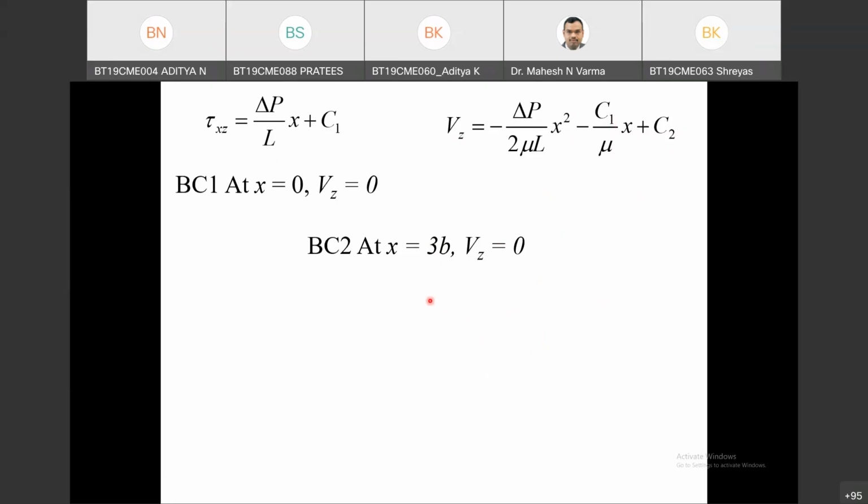So, getting the value of C1. This is 3b C1 something. So you can arrange C1 and substitute here. And velocity is 0. You see. So what is the C1 value? Minus 3 delta P by 2L. Okay, very good. So C2 equals 0 and C1 equals minus delta P 3 by 2L into B.